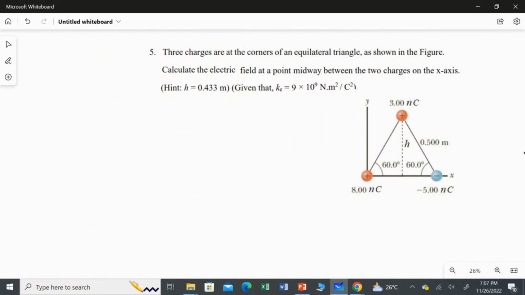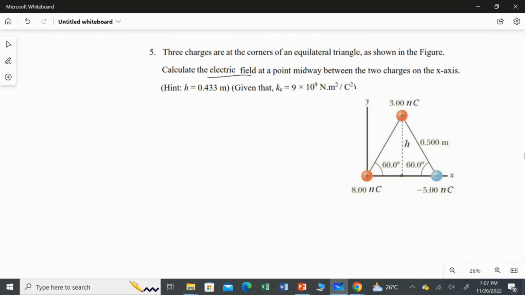So in the previous question, we were calculating the electric forces, am I right? That means electrostatic force. But in this question, we are going to find the electric field. Clear? That's very, very important. Electric field, we know the formula, E equals KQ over R square. That is the rule, am I right? So read the question. We are going to find the electric field.